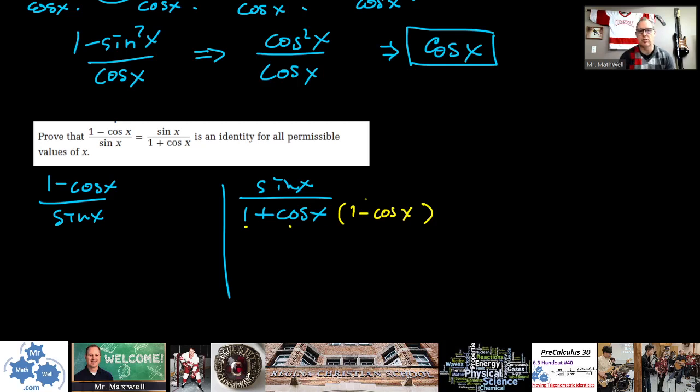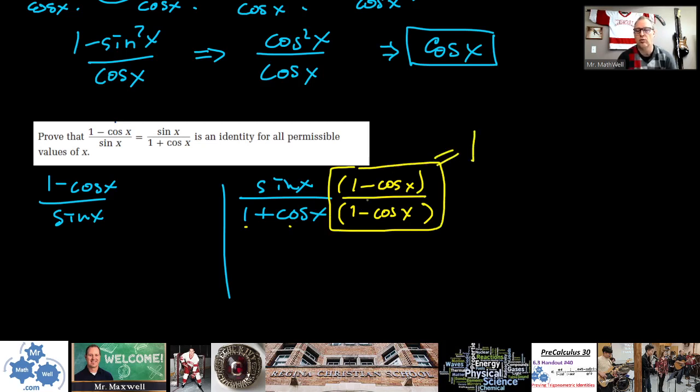Now I know what you're saying. You're saying, Mr. Maxwell, wait. You can't just multiply something. Well, you can if you multiply the top and the bottom by the same thing. Because remember, that's a quantity divided by itself, which is equal to 1. So if I multiply something by 1, I don't change the nature of that thing. Okay? All right. So now what's going to happen?